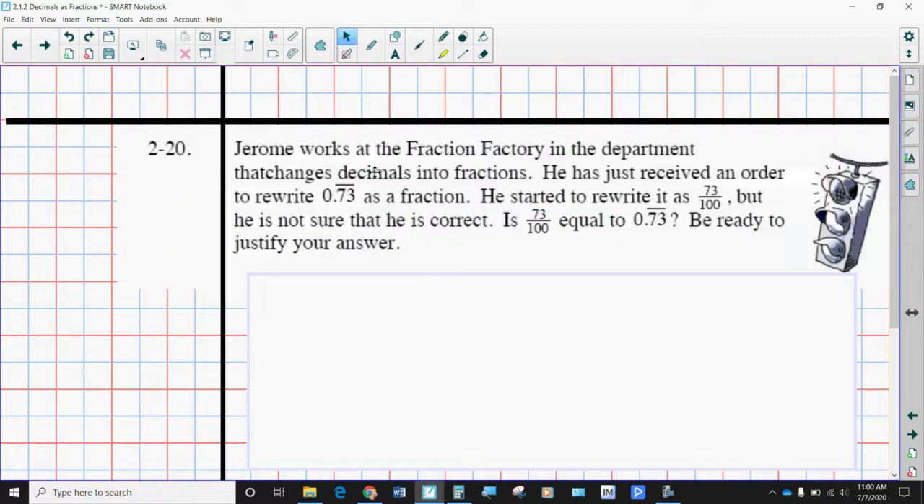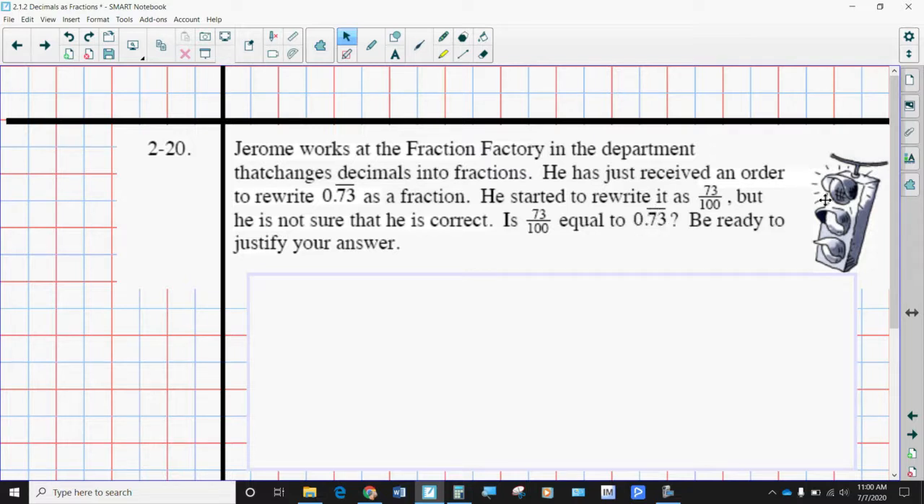Okay, Jerome works at the fraction factory in the department that changes decimals into fractions. He's just received an order to rewrite 0.73 repeated as a fraction, and he started to write it like this, 73 over 100, but he's not sure if that's correct. Is 73 over 100 equal to 0.73 repeated?